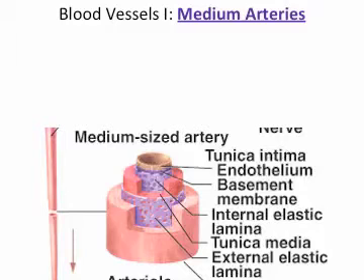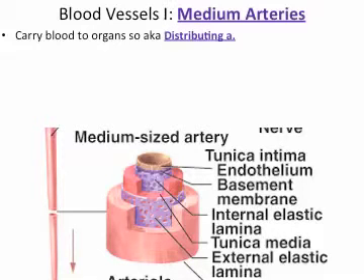But what the medium-sized arteries have that other arteries don't are these structures called the internal and external elastic lamina. And just like its name, they're made of elastic tissue. And in this cartoon, it's the purple, kind of looks like Swiss cheese. Those are the lamina.